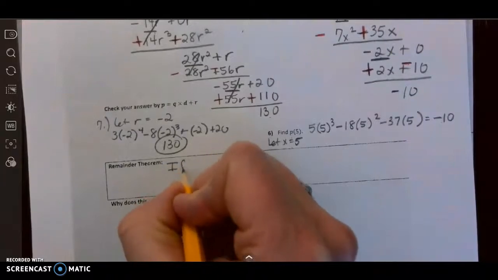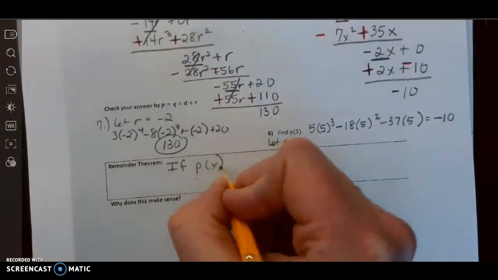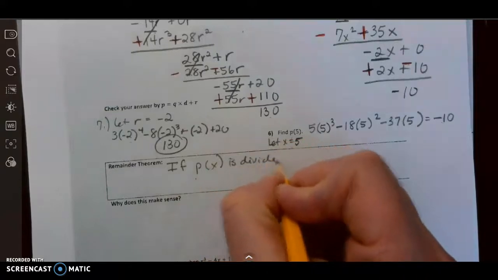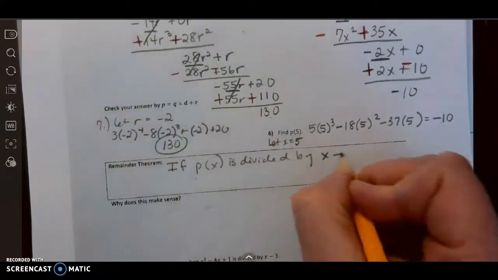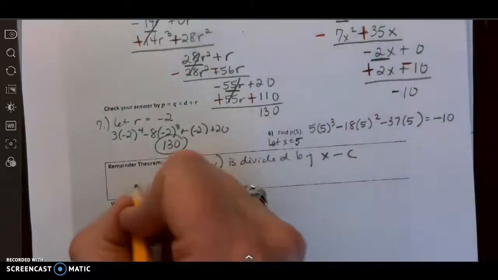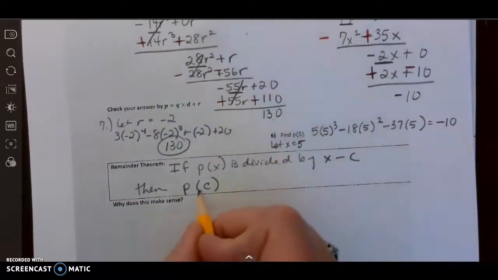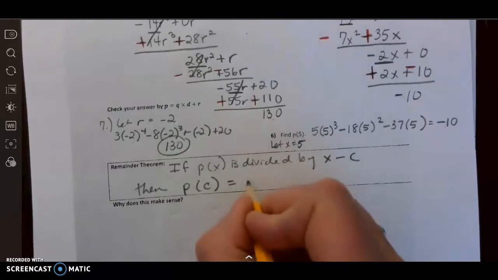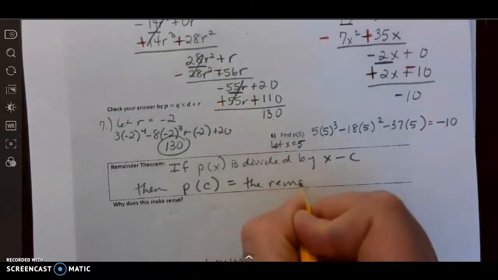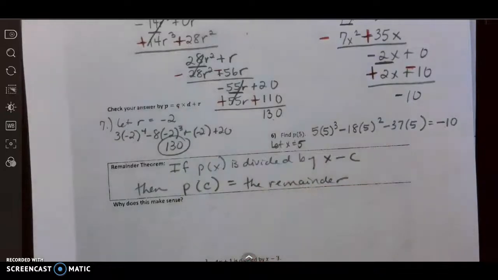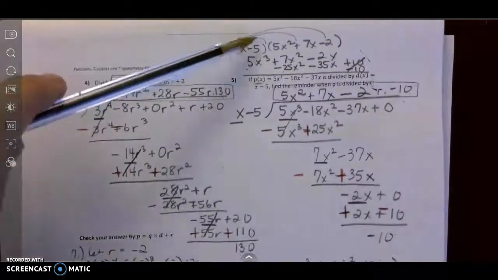If P of x is divided by x minus c, then P at c, in other words, put c into the original, you will get the remainder. Well, this is a great tool because what we can do is check and see if we got the right answer without having to maybe do all of this.